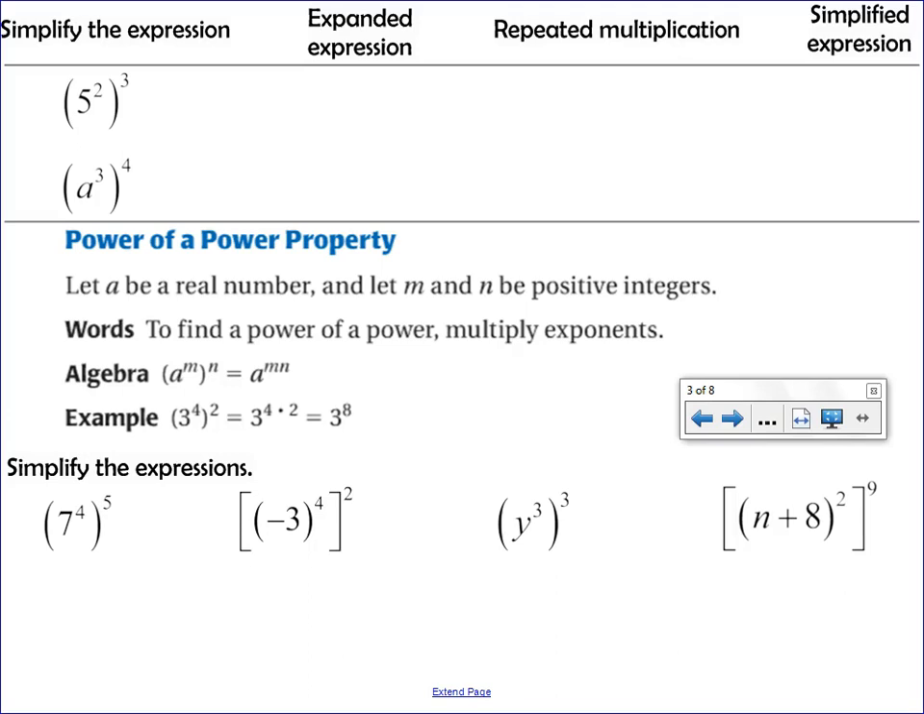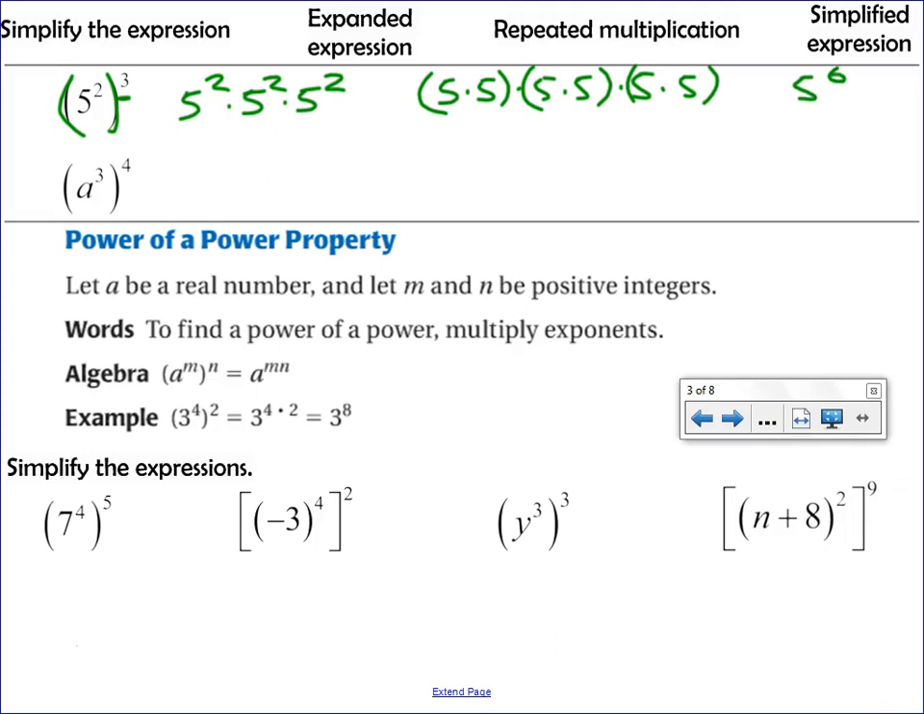Next, we have 5 squared raised to the third power. So let's take what we know. We have 5 squared being multiplied 3 times. So when I expand that out, that's what I have, a 5 squared being multiplied by itself 3 times. I can expand that as repeated multiplication, 5 times 5 times 5 times 5 times 5 times 5. Notice I have the base of 5 being multiplied 6 times.